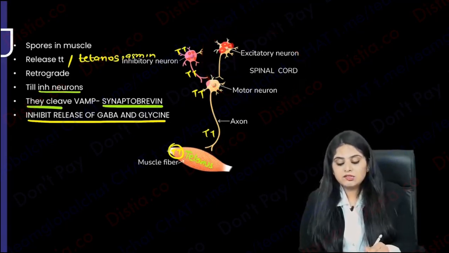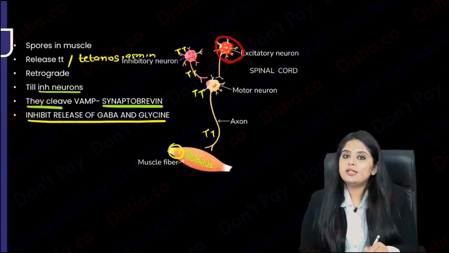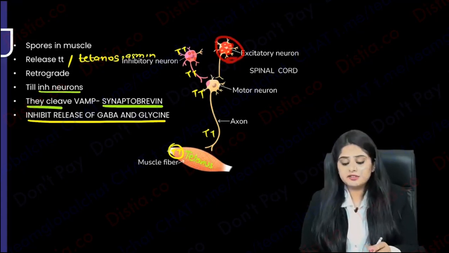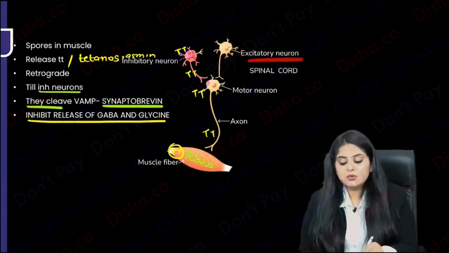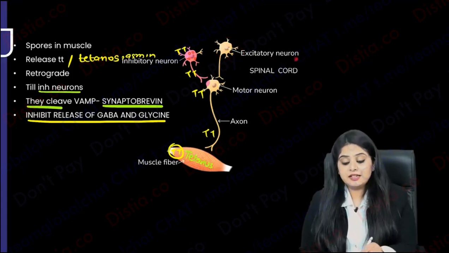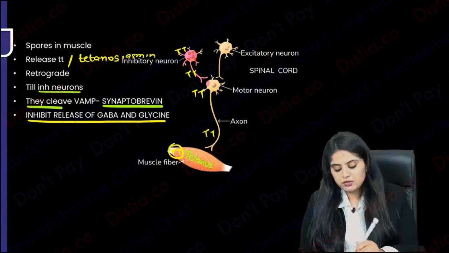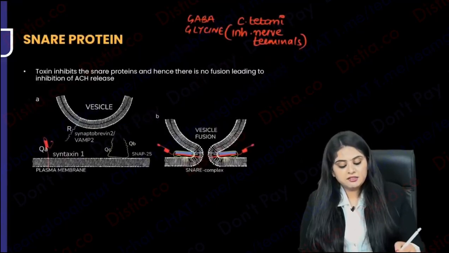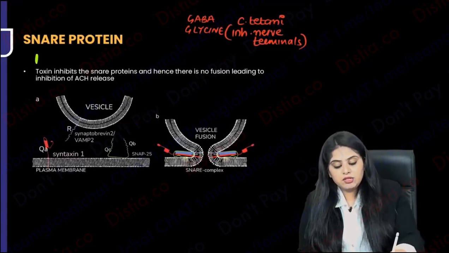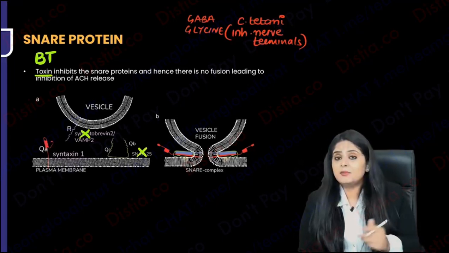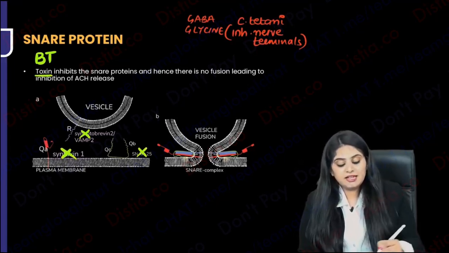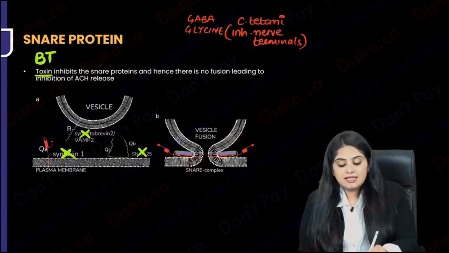This also has those vesicles. This also has the SNARE proteins, the SNAP25, synaptobrevin, syntaxin, everything is the same. The only difference is that these are excitatory neurons, so they won't have GABA glycine. Excitatory means they will have acetylcholine. So the only change in the story is that the same problem is going to occur. This botulinum toxin is now going to come and cut off synaptobrevin, SNAP25, syntaxin, all of these are going to be cut off and there is no fusion.